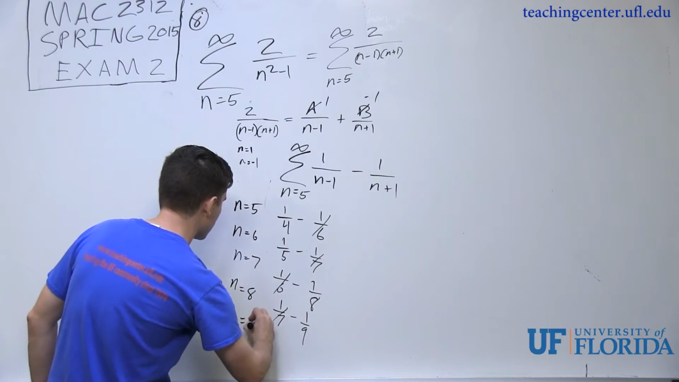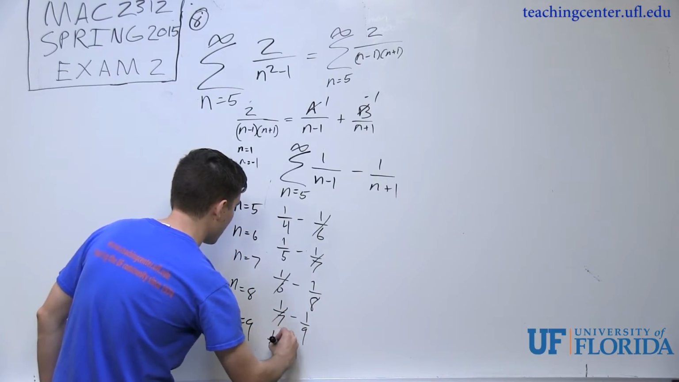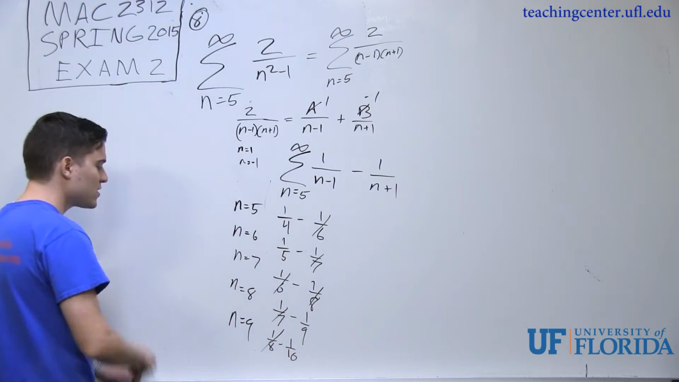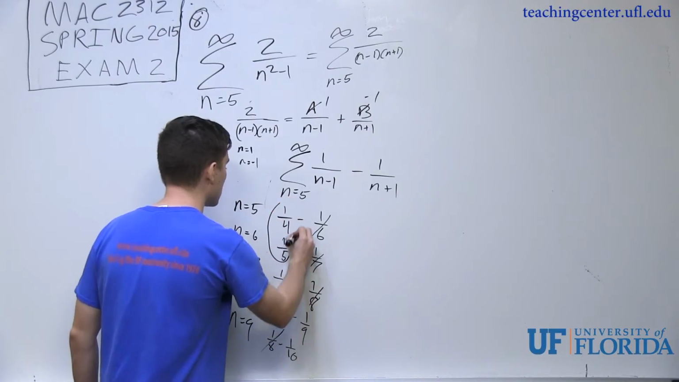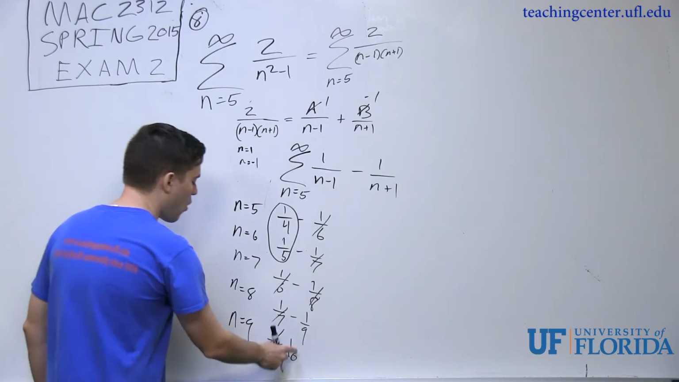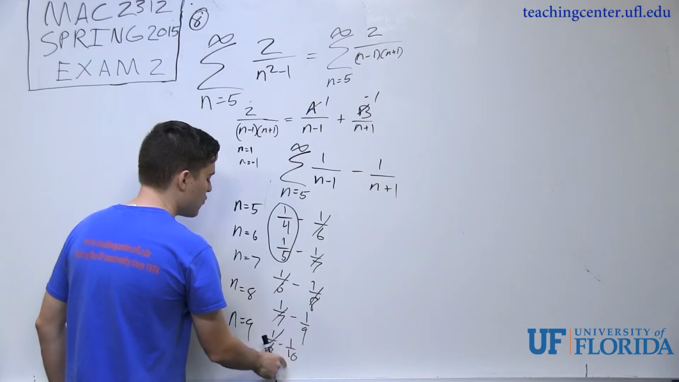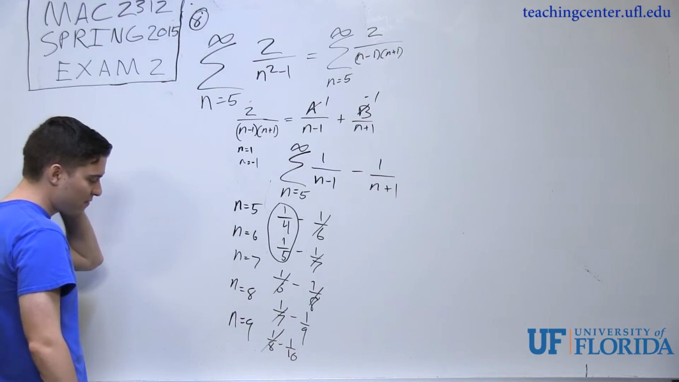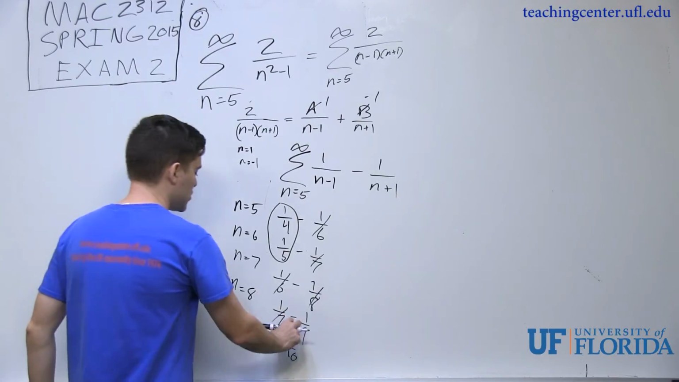I have n equals 9, 1/8 minus 1/10. That term and that term cancel. So I'm starting to see a pattern here. It looks like these first terms will never go away, and I'll always be left with 2 additional terms at the end that I need to find the definition for. If I can find the definition for that, I should be okay.